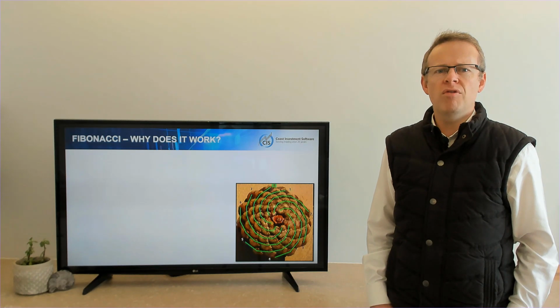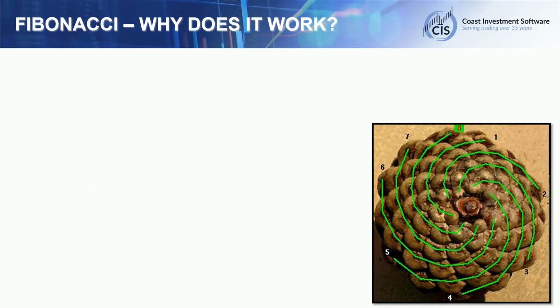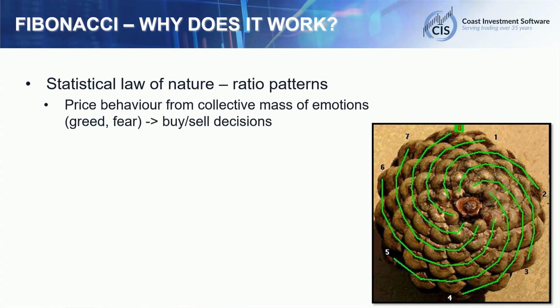And then moving on to Fibonacci. So why does it work? There are two main reasons for that. The first one is that it's a statistical law of nature. You get this ratio of patterns in nature, in pine cones, sunflowers, and a whole bunch of things in nature overall. And then this law of nature just spills over into human nature as well.